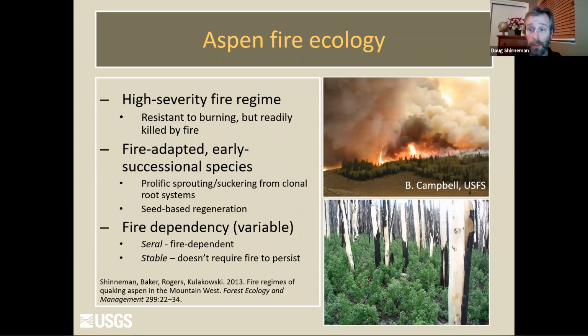Vegetative suckering from roots of aspen clones is its most common method of regeneration in the western United States. But sexual reproduction also occurs, particularly where post-fire environments are conducive for seedling establishment and survival. Aspen stands are often seral to other tree species, especially conifers that can gradually replace aspen in the absence of fire. And thus many aspen stands are considered to be fire dependent. However, stable aspen stands that don't depend on fire are not uncommon, especially where conifer competitors are rare.